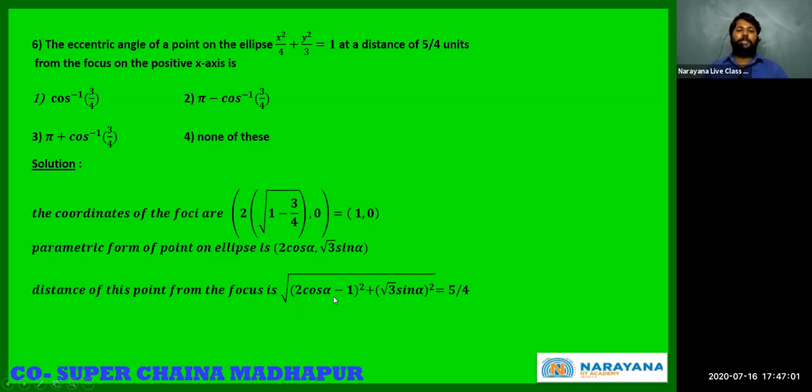So (2 cos alpha minus 1) the whole square plus (root 3 sin alpha) the whole square equals 5 by 4. When you simplify this, you will get cos alpha equal to 3 by 4. Do you realize, because this is sin square alpha, you can directly convert it into cos square alpha. This is a quadratic in cos alpha. You solve it, you get cos alpha equal to 3 by 4. Therefore, the eccentric angle would be cos inverse of 3 by 4. Got it? Okay. Let us proceed.